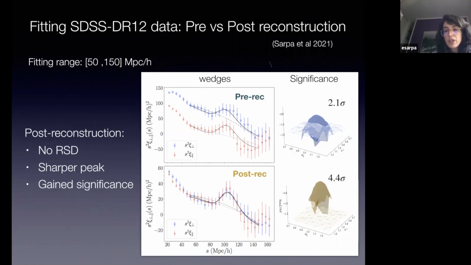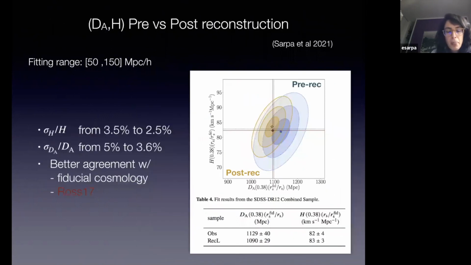With this, comparing those two templates, we were able also to determine the significance of the BAO detection. And what we found is that before reconstruction, the significance was only 2.1 sigma, while after reconstruction, the significance was higher, about 4.54 sigma. And again, in concordance with what we saw in the MOCs, the RSD signal that was clearly visible in the pre-reconstruction wedges is no longer detectable in the post-reconstruction. The peak is sharper, and again, the significance is way higher.